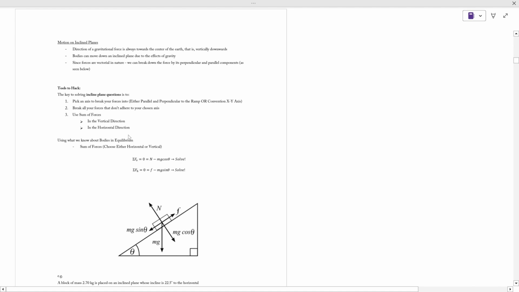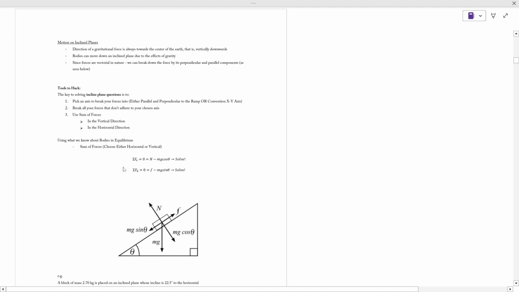Then you do the sum of forces, in the vertical direction and also in the horizontal direction. Using what we know about bodies in equilibrium, sum of forces, choose either horizontal or vertical, and this is how you write it out. In this specific case, if you do the sum of forces in the vertical, we're talking about literally this direction, the perpendicular axis. We're taking up as positive and down as negative.